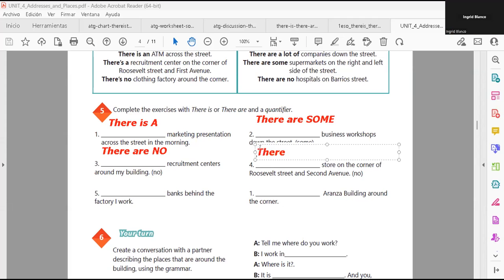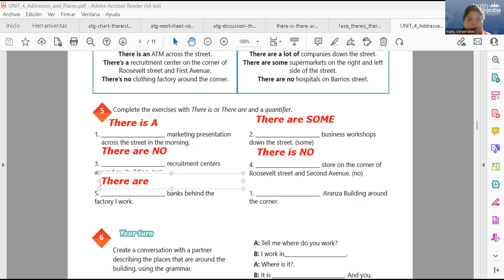There is no store on the corner of Roosevelt Street and 2nd Avenue. Okay, Avenue. Number five, Oscar. There is or there are? I think it's B. Anybody? There are. Okay, let's use another quantifier. We need another quantifier here. It can be a lot of, some. There are some banks behind the factory I work.